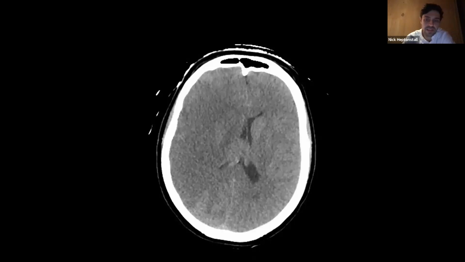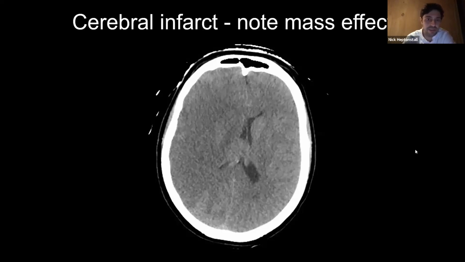So this is another CT head. So there's a very large area of gray-white matter differentiation loss in the right frontal, temporal, and parietal lobes compared to the left side. There's also a degree of midline shift. So we can see that the falx is pushed over towards the left side, and there is effacement of the right lateral ventricle. So this is a large cerebral infarct.